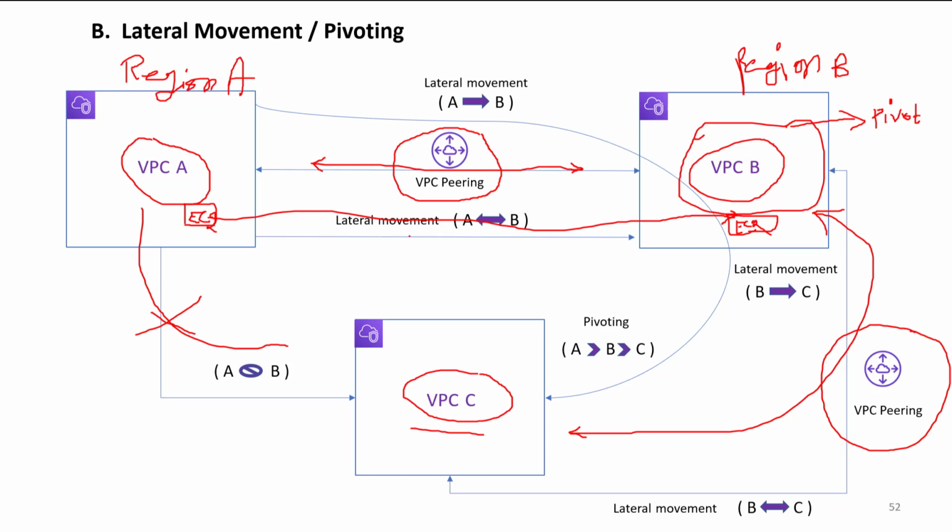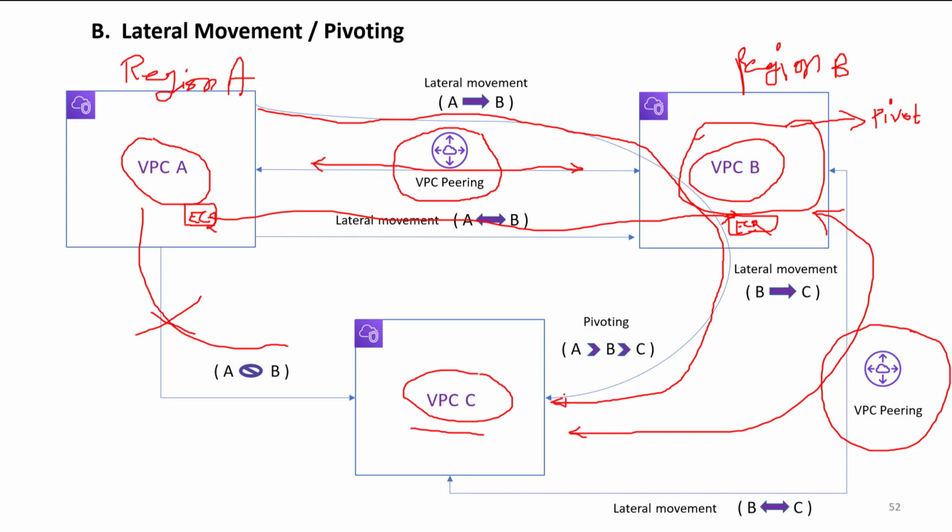So this is how you can perform the pivoting. Suppose first you have to access B, you have to create a pivoting point. That means whatever traffic comes to B will be redirected to C, because B can access C. In this case, you can see the line I drew here. This is the case where we can perform the pivoting.